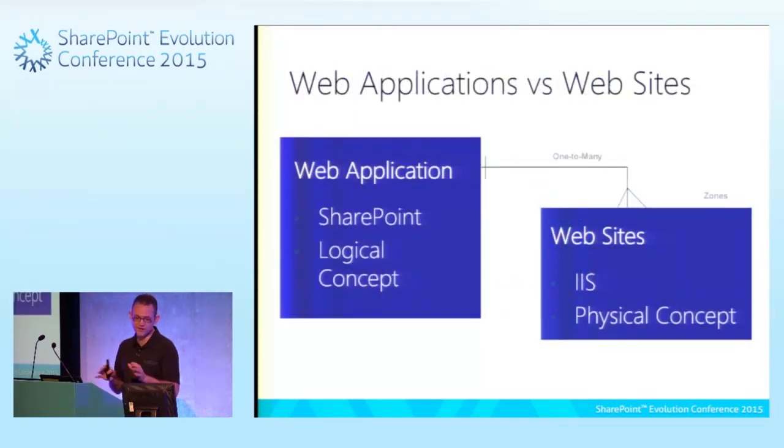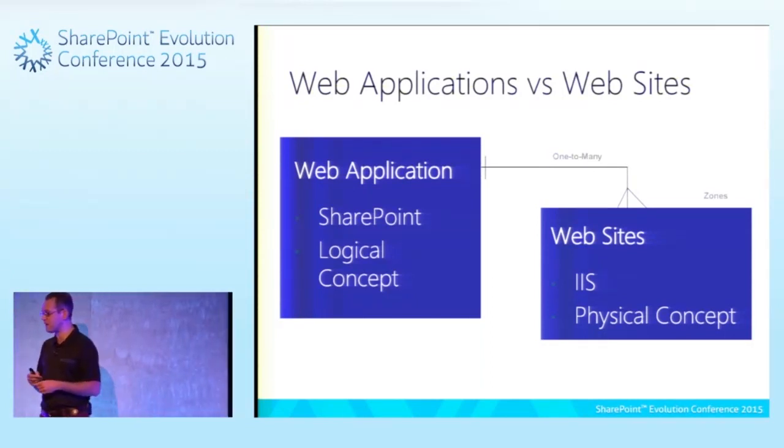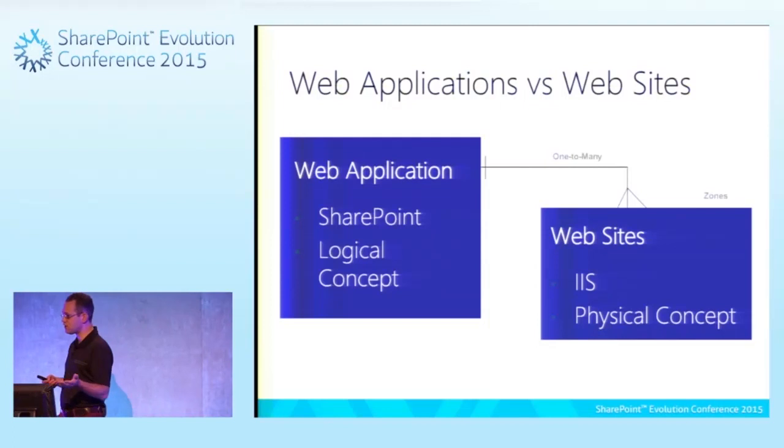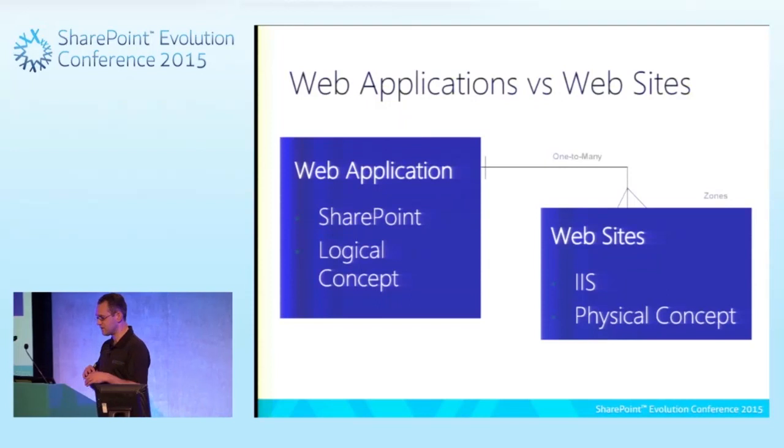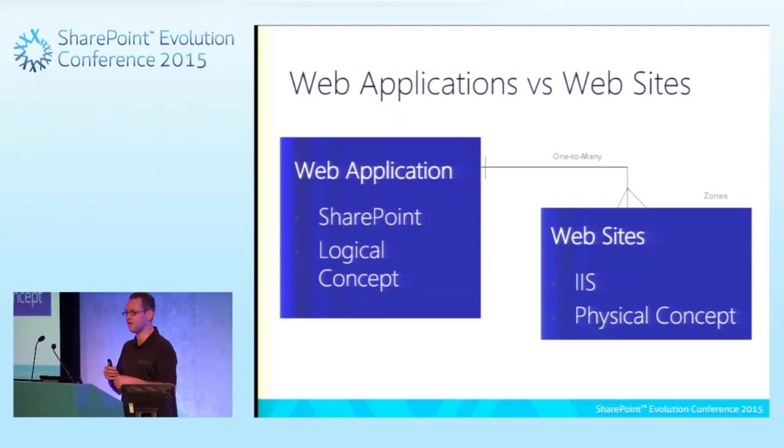Okay, some quick basics about the relationship between web applications and websites. A web application in SharePoint is just a logical concept. It's a boundary of settings, of security, of customizations, etc. And then we've got a website in IIS, which is a physical concept. There is a one-to-many relationship between a web application and a website. So you can have one web application and have multiple websites. You can have 5. That is basics that probably everyone is aware of.